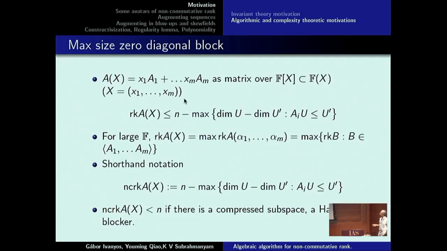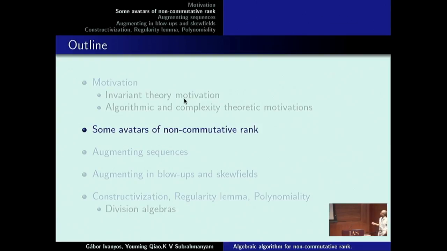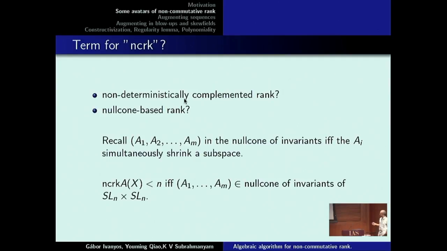And from what we've observed, we know that the non-commutative rank is strictly less than n if there is some subspace which is actually compressed. This is really what was alluded to in yesterday's talk by Rafael, a Hall blocker. Now, what are the various avatars of non-commutative rank? Gabor likes to call this a non-deterministically complemented rank, because if you are given a collection of matrices and you want to test whether there is a shrunk subspace, you can guess the subspace U, guess the subspace U prime, and verify that each A_i sends U into U prime, and the dimension of U is strictly bigger than the dimension of U prime.